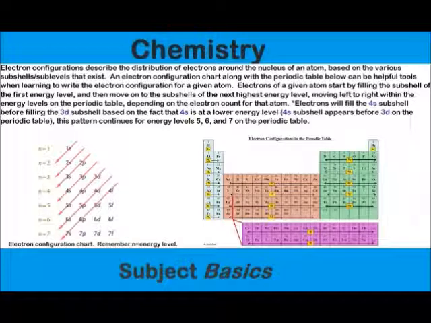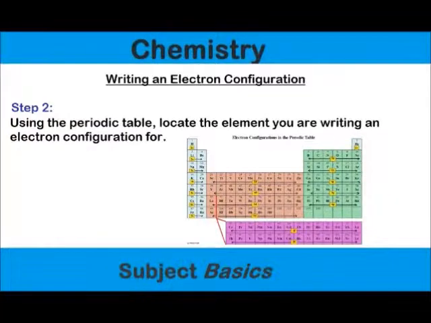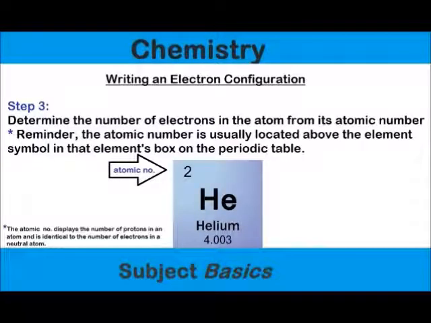Now let's give it a try and write a complete electron configuration for a helium atom. First, we'll determine the number of electrons in the atom from its atomic number. And we see that helium has an atomic number of 2, and in a neutral atom, that means that the helium atom has 2 electrons.